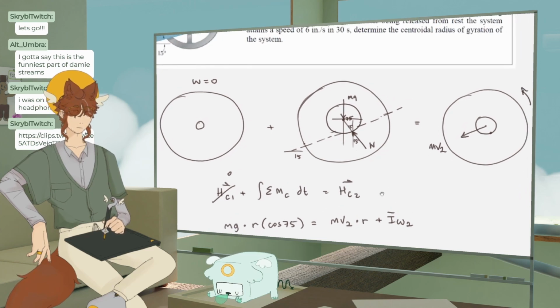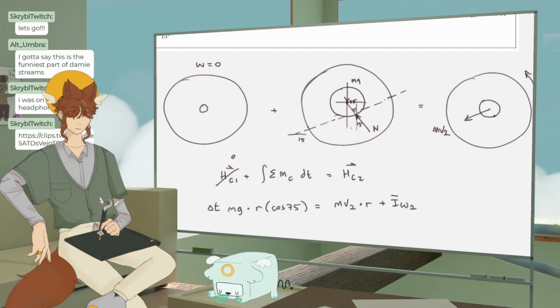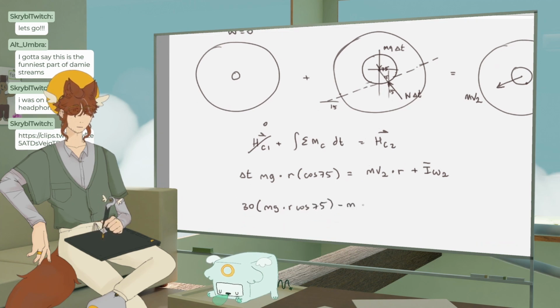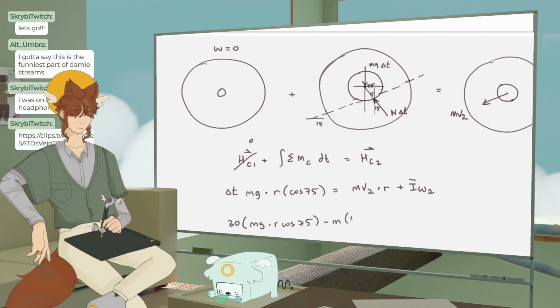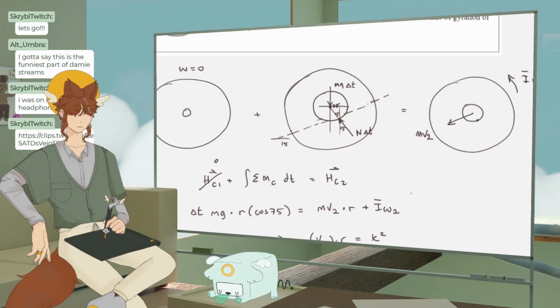Okay, let me think about this. So we want to say that it attains the speed of that in 30 seconds, times dt. I really need to start saying dt just to give myself that. Okay, so 30 seconds times mg times r cosine 75 minus m, I guess times 6, so like v2 times r. I just need to figure out omega 2, and then divided by m. Omega 2 times m. Omega 2 is going to equal v squared r, but what does that mean, I guess?